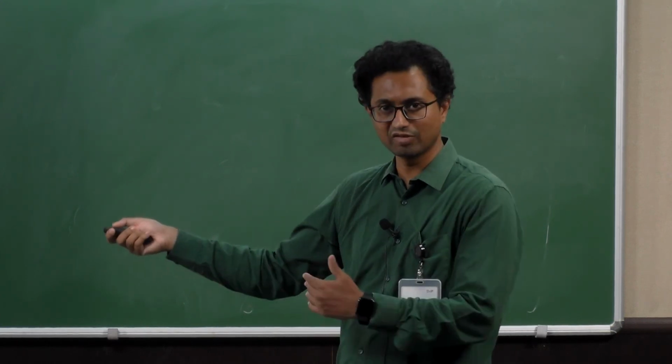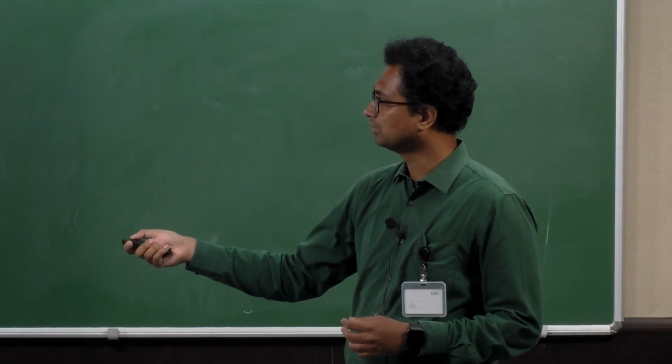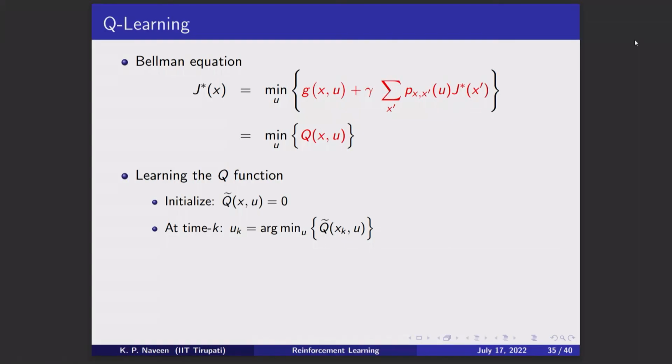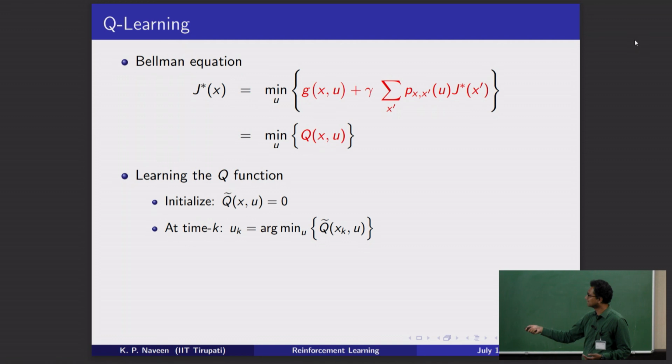Now let's say there's some way of estimating or updating this Q function. We'll come to that update later. So suppose these are the true Q values. If Q tilde is equal to Q, at time k, what action would you pick? You will just pick u_k, the action which minimizes this Q function once you fix x_k, right? So essentially the Bellman equation. But this may not be the exact Q function; nevertheless, let's assume it is, and pick this Q tilde value.